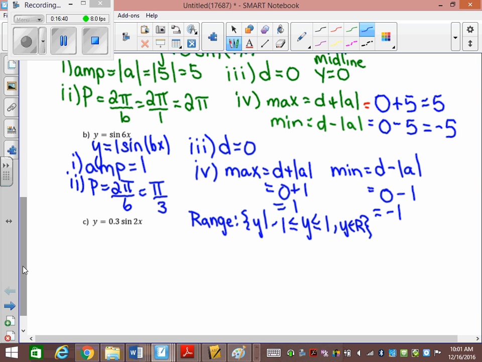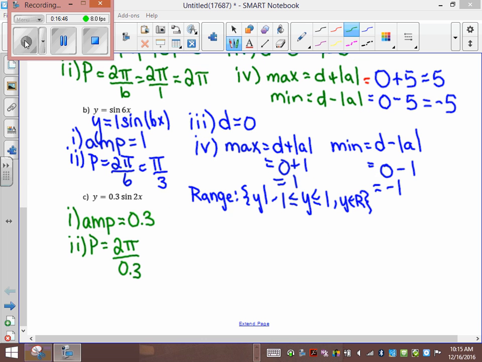So I want you guys to do this page and the back side. So let's look at 2 pi over 0.3, okay? If we want to reduce this, you guys, how do we reduce it? 2 divided by 0.3, then what? Math, enter, enter. What do we get?